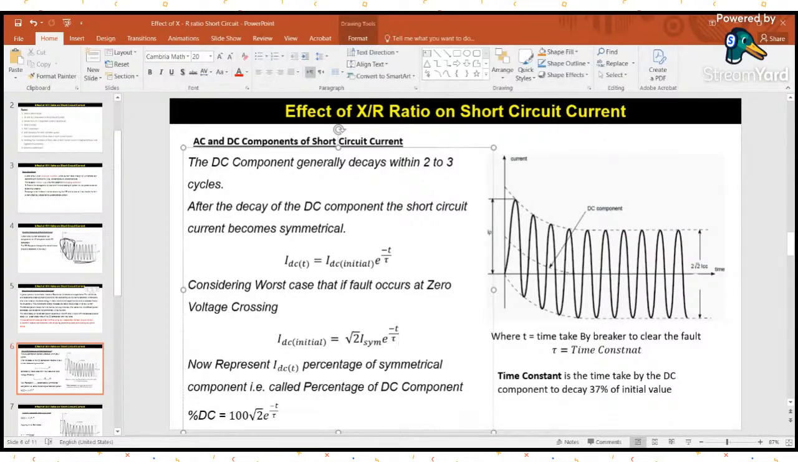Now represent the I_DC at time t as a percentage of the symmetrical component. We can represent this equation in terms of percentage of the symmetrical component. That is called the percentage DC component. The percentage DC component is 100 root 2 e raised to the power minus t by tau.